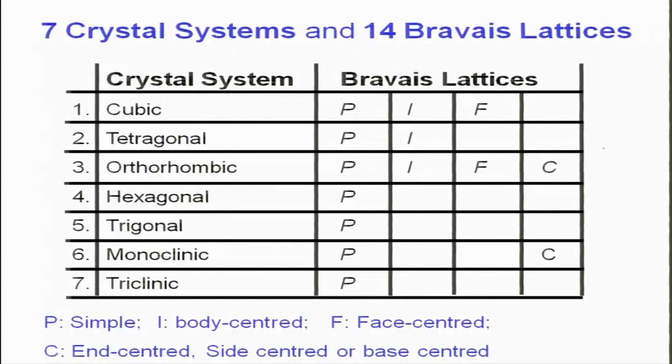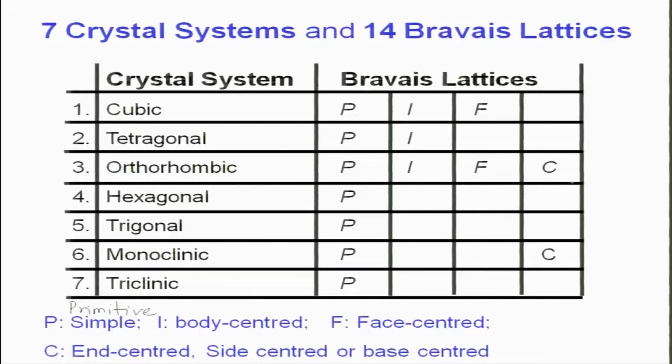So, this is a sort of summary slide. You can see that there are 7 crystal systems. In case of cubic, you have P, I, F. P means simple or primitive, I means body centered, F means face centered, C means end centered or side centered or base centered. So, any of these is called C centered.